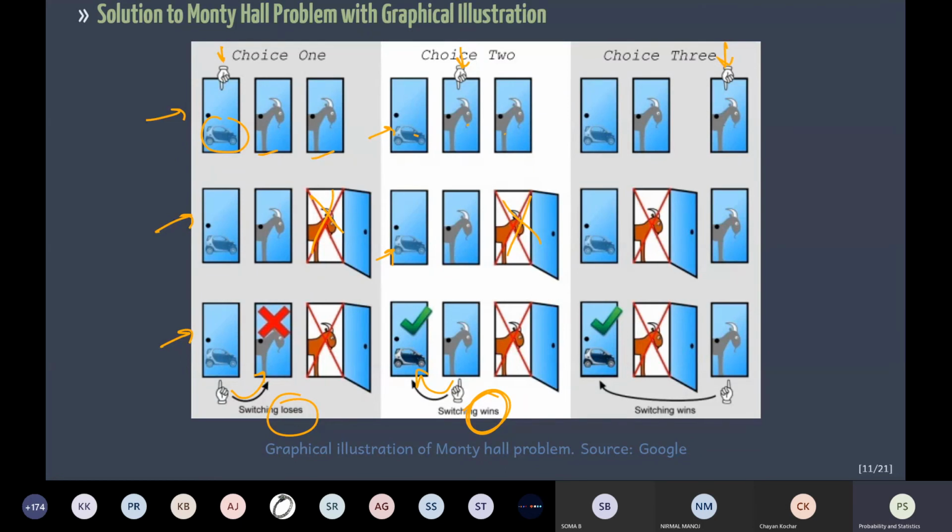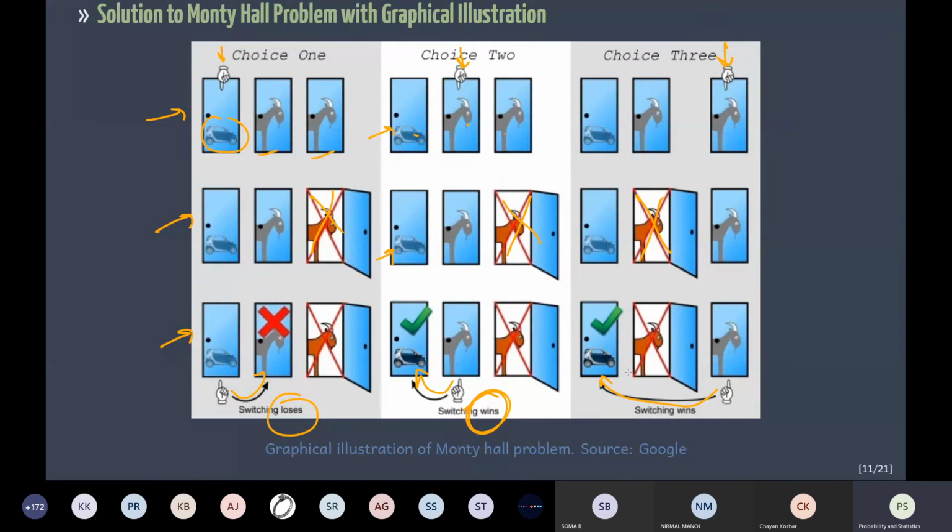Another possibility is that I choose the third door and it has a goat in it. Host goes and reveals the other goat door. The host will always reveal the goat door, because if the host opens a car, then by rule the user will get away with the car, but the host wants to minimize that loss. So host will again open the goat door only, and you will switch, and again you win, okay?